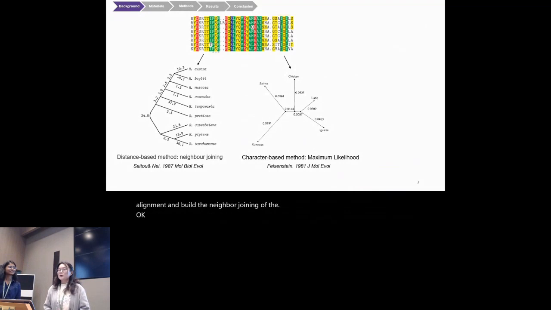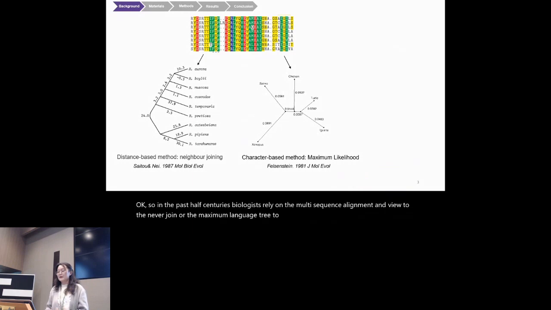In the past half century, biologists rely on the multiple sequence alignment and build the neighbor-joining or maximum likelihood tree to infer the evolutionary rules from the sequence data. However, the big limitation of the previous method is that it assumed alignment sites evolved independently and didn't consider the epistatic effects.